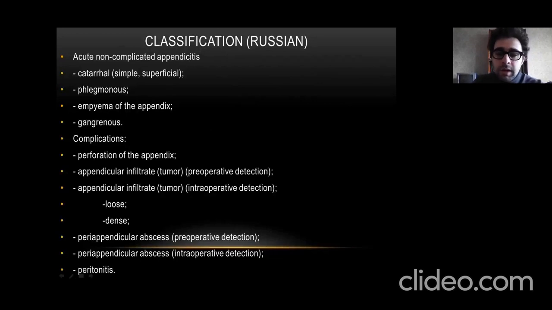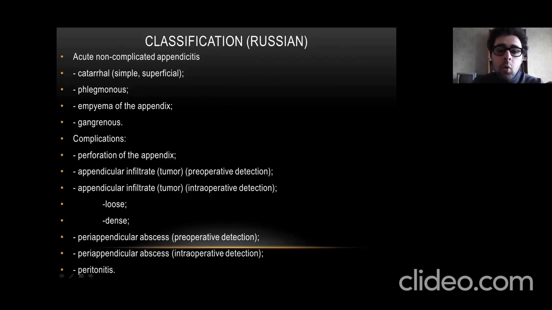First of all, there are many classifications. We will study the international and the Russian classification. You will need to answer the Russian classification at the exam. All acute appendicitis in the Russian classification is divided into complicated and non-complicated. Non-complicated is divided into catarrhal. This is only mucus. Only mucus is in the process. It is also called simple or superficial because the superficial layer for bacteria in the lumen is mucus.